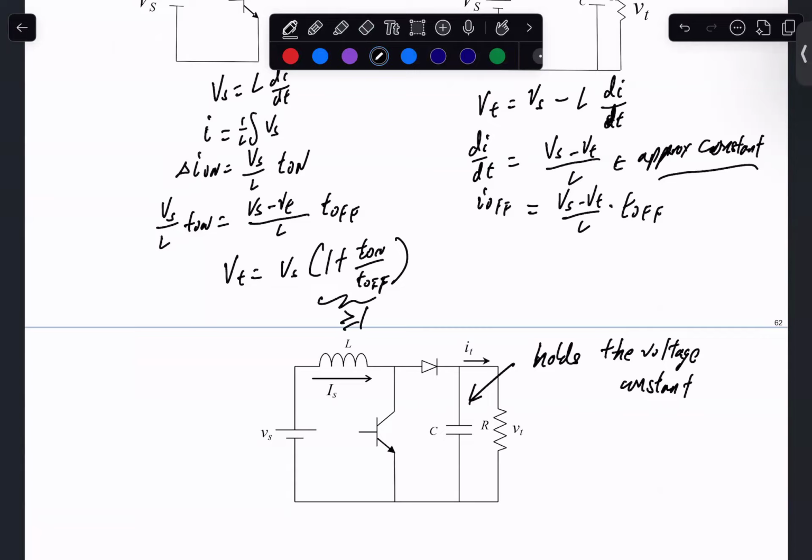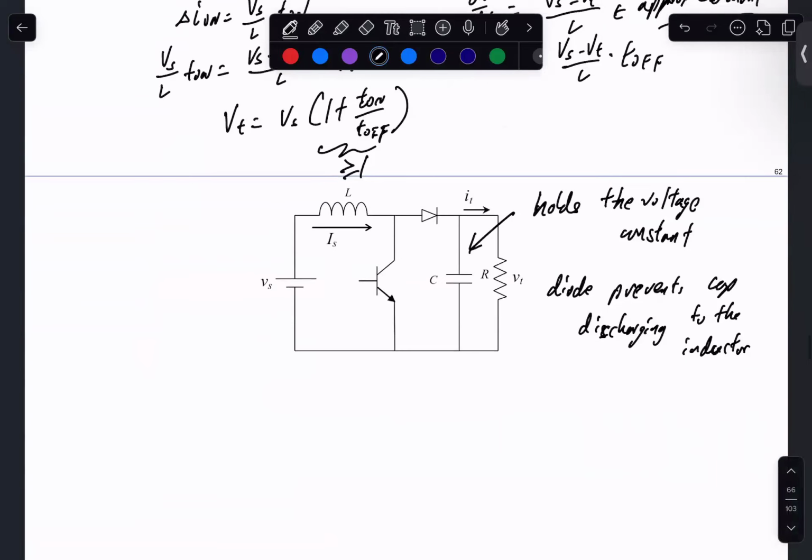And the diode prevents the capacitor from discharging. So we don't want the current to somehow come out of the capacitor going to the inductor. To prevent that, we put a diode there.